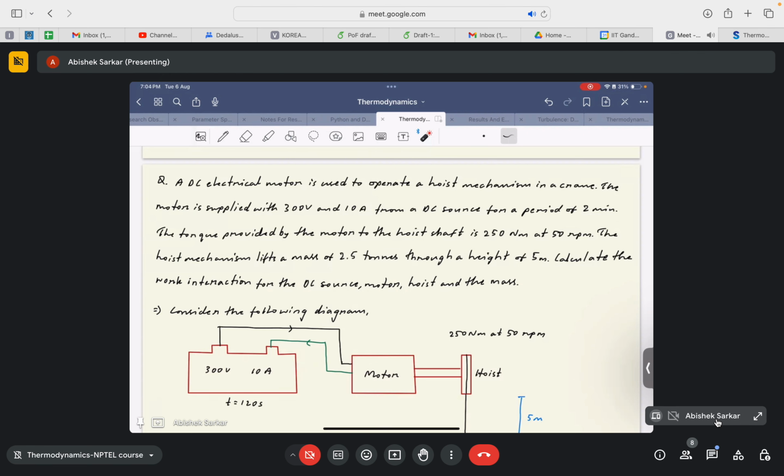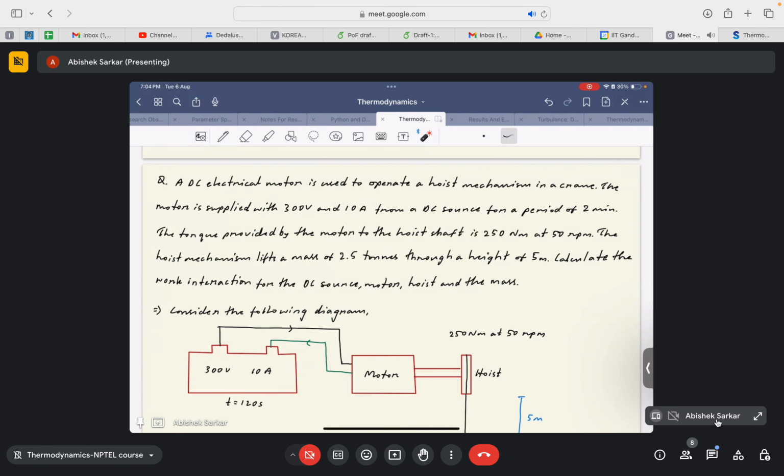Okay. The hoist mechanism lifts a mass of 2.5 tons through a height of 5 meter. Then since we have mass and height, we can find the net gravitational work, right? Calculate the work interaction for the DC source, the motor, the hoist and the mass. Okay. Again, it's a very simple problem. If you observe, all the parameters are given, but as an introductory lesson, or introductory course to thermodynamics, I guess solving this problem will give us a very good insight into the field of thermodynamics.